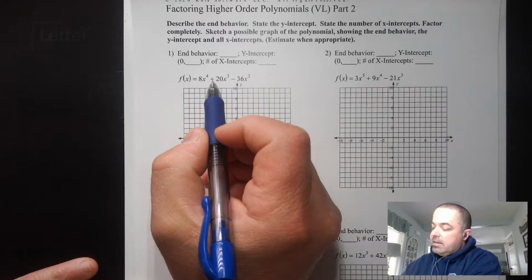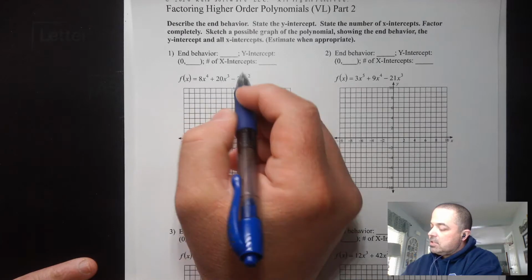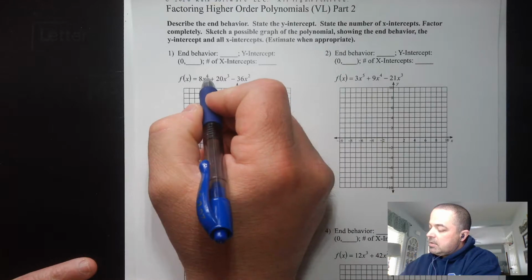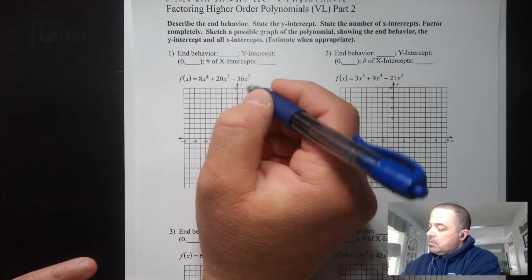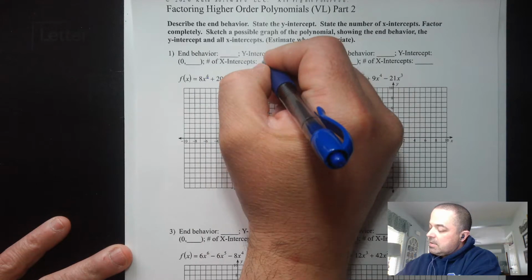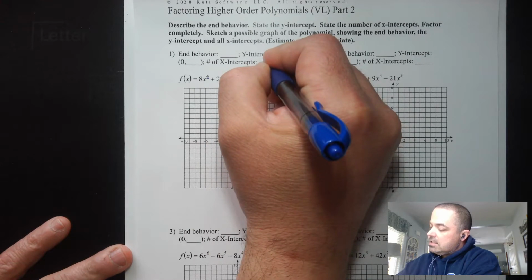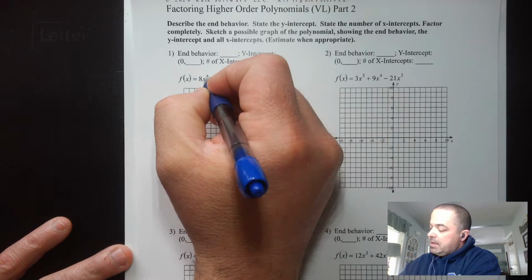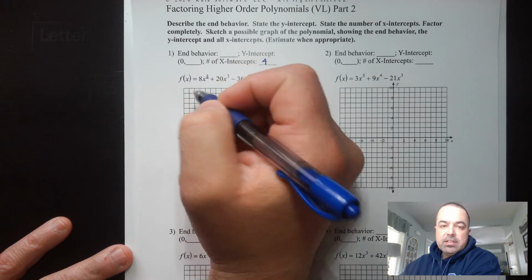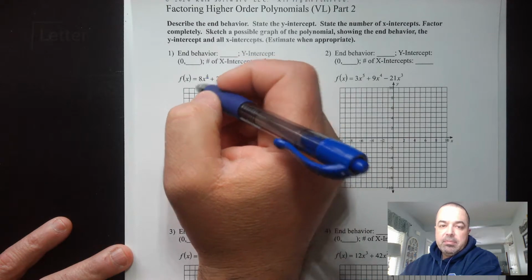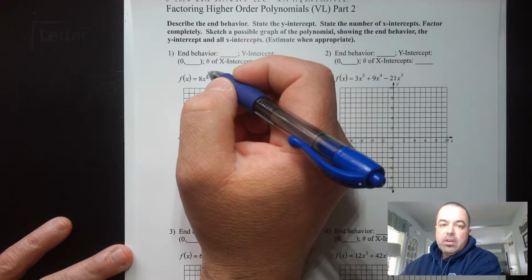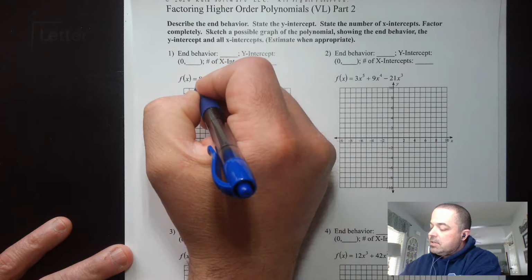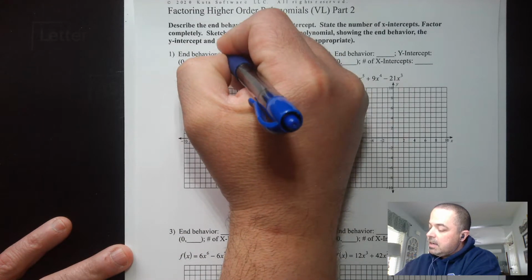So here we have 8x to the 4th plus 20x cubed minus 36x squared. I look at this and I see that the highest exponent here is 4. So what does that mean about my number of x-intercepts that I'm expecting? I'm expecting to see 4 x-intercepts. With regards to end behavior, because the degree is even, both ends are going to be headed in the same direction, either up if the coefficient is positive or down if the coefficient is negative. It is positive, so it's going to be up, up.